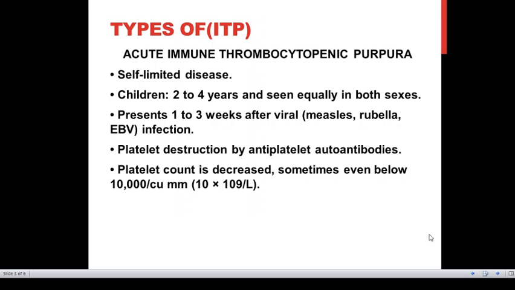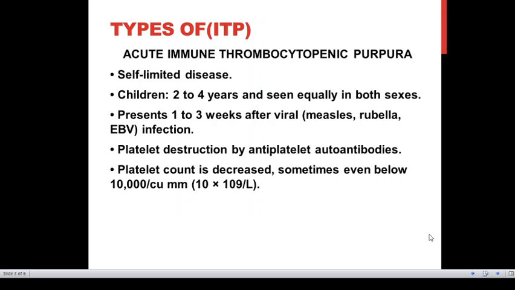Acute ITP is a self-limited disease of children between 2 to 4 years and occurs with equal frequency in both sexes, and it often presents 1 to 3 weeks after viral infection, usually measles, rubella and EBV infection. The platelet destruction is caused by antiplatelet autoantibodies, and these are IgM type of antibodies that combine with the platelets and result in destruction of platelets in the spleen.